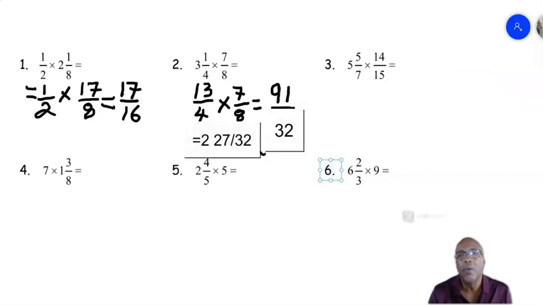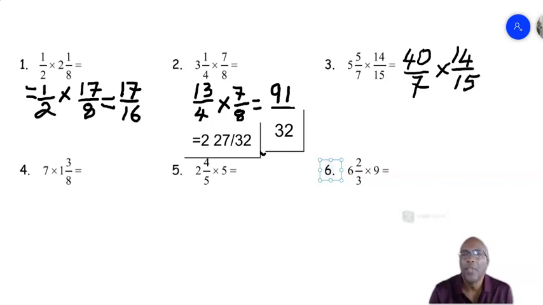Number 3, 5 and 5/7 times 14 over 15. Let's convert to improper fractions. 5 and 5 sevenths. 5 times 7 is 35 plus 5. That is 40 over 7 multiplied by 14 over 15. And we see we have common factors in the numerator and denominators. We can divide 7 into 7 is 1. 7 into 14 is 2.